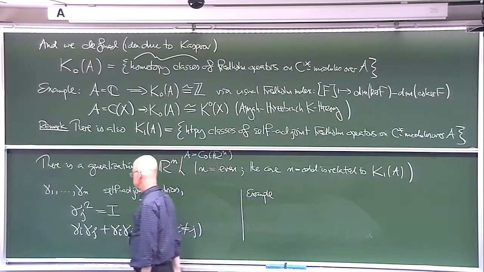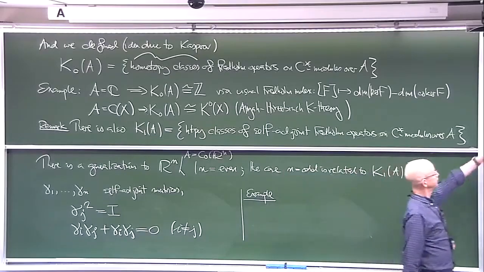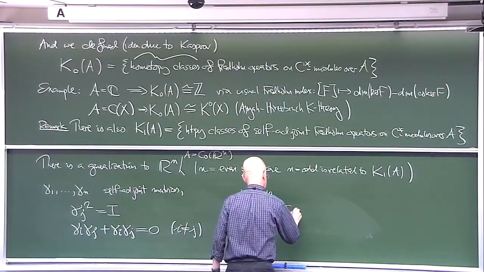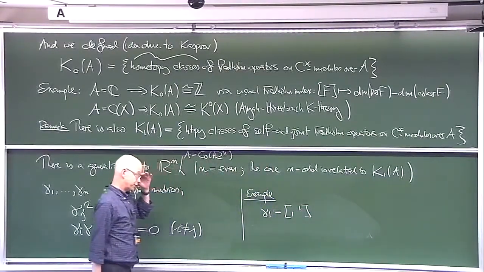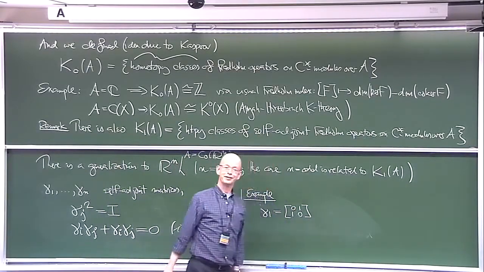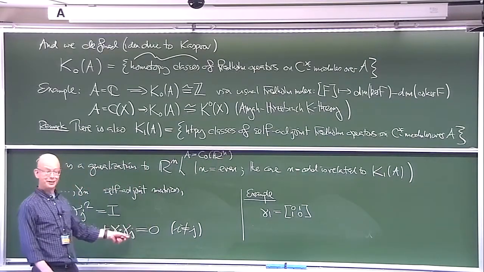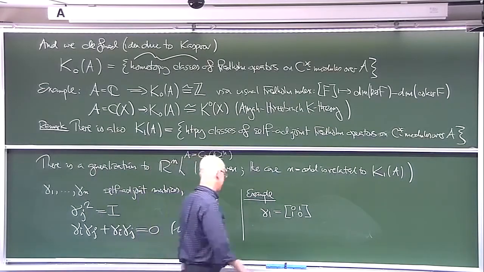I want n of them, and in case of n equals 2, it's not hard to come up with examples. For example, you could start with this fella. That's a matrix whose square is the identity. No problem. Of course, the identity matrix is also a matrix whose square is the identity, but the identity matrix is not going to anti-commute with anything. Here, however, you have a chance of making some anti-commutation.